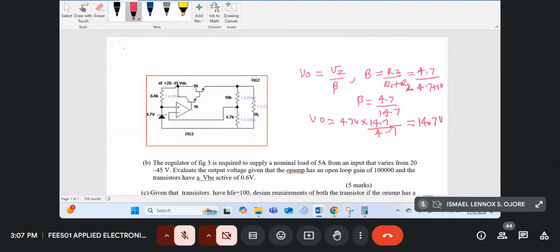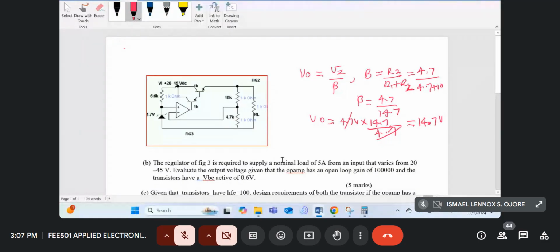Somebody can check that I haven't made a mistake. Let me see if my calculator will work. 4.7 times 14.7 divided by 4.7. Oh, but the 4.7 will cancel. This one is obvious. I don't need a calculator. This 4.7 is the same as this one. So it's just 14.7. Okay. So we've gotten our output voltage.